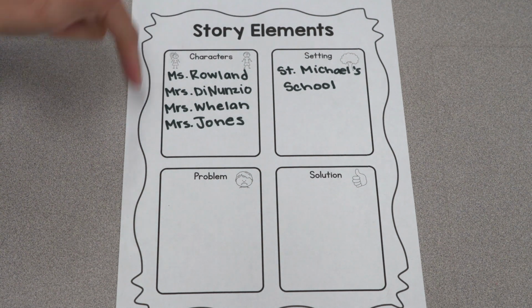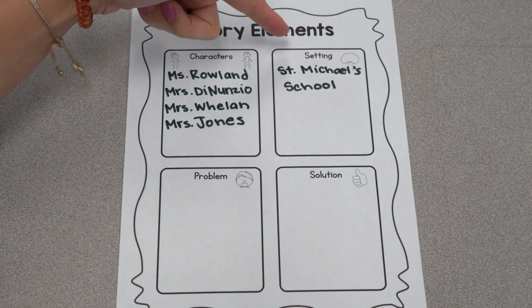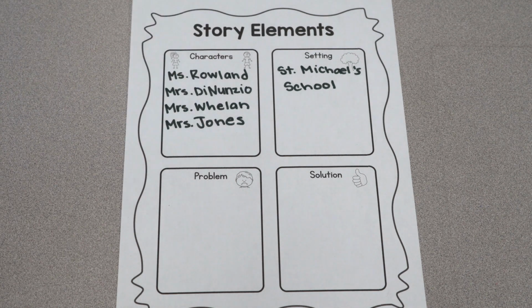Writers, yesterday you started planning your fiction stories and you came up with the characters and the setting. So who was going to be in your story and where your story was going to take place. Today you're going to come up with the problem and the solution that's going to happen in your fiction story. So I'm going to think about my story and what I want to happen. I'm trying to think what problem could take place at school with all of these characters. What problem could happen at school?